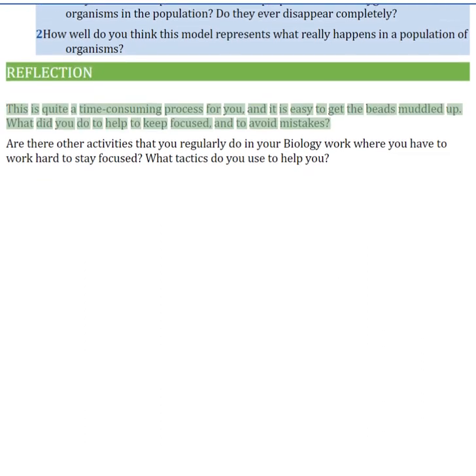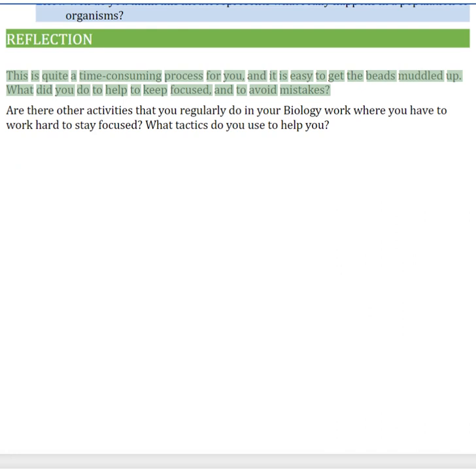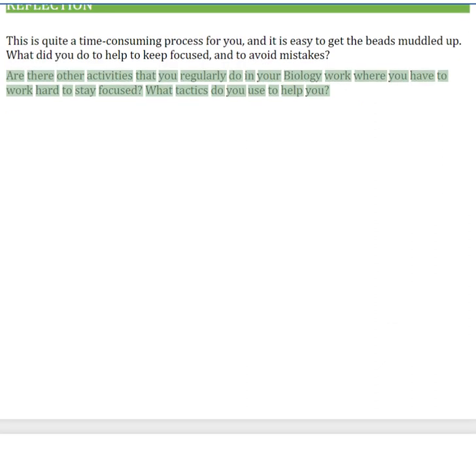Reflection. This is quite a time-consuming process for you, and it is easy to get the beads muddled up. What did you do to help to keep focused and to avoid mistakes? Are there other activities that you regularly do in your biology work where you have to work hard to stay focused? What tactics do you use to help you?